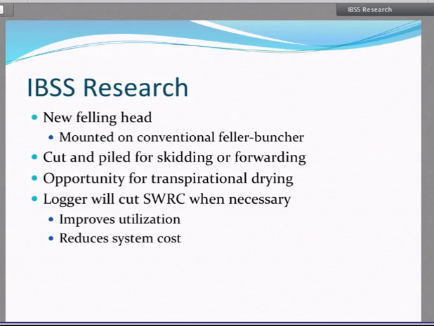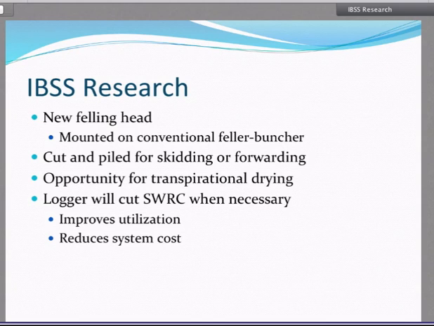So again, I'm kind of winding down here. This is where we're headed, or this is where I thought we could head, and I'd love to hear from some of the other participants. The idea behind a new felling head, again, that can be mounted on a conventional feller buncher, would reduce a lot of costs.